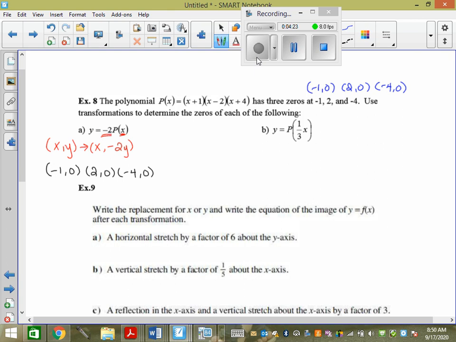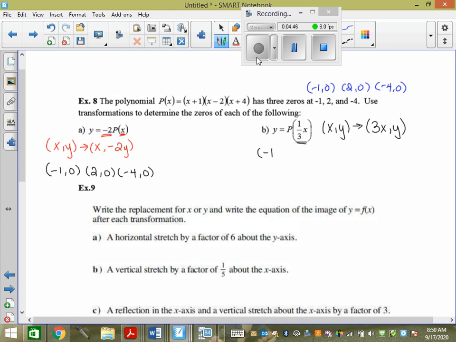Best friends, BFFs. So if it's a horizontal stretch by a factor of 3, I'm going to multiply the x's by 3. And why the x's? Because it's with the x. So I'm going to get 3x. That's the mapping. Come on, (x, y) becomes (3x, y). So we're going to plug in.